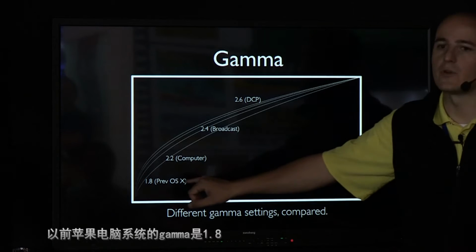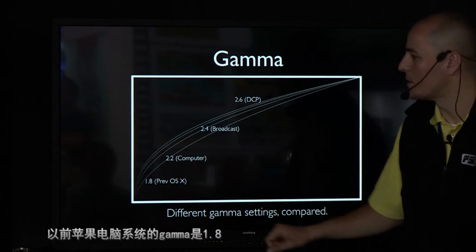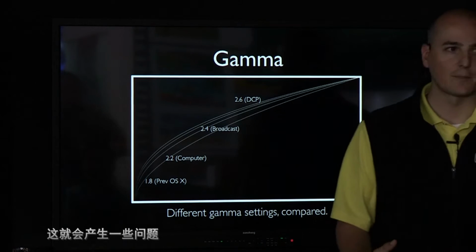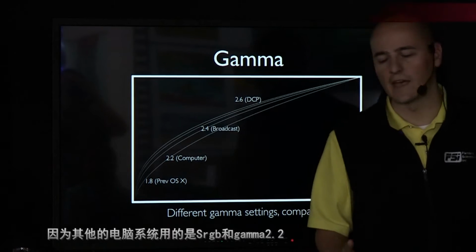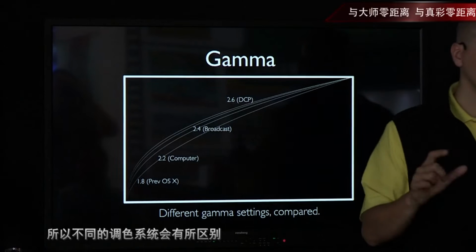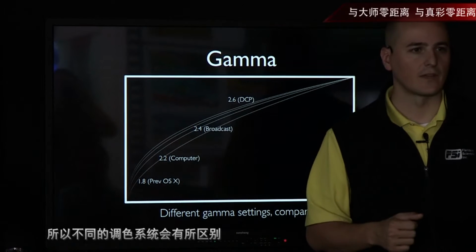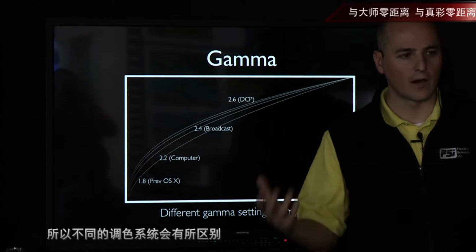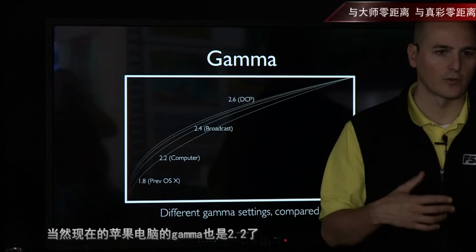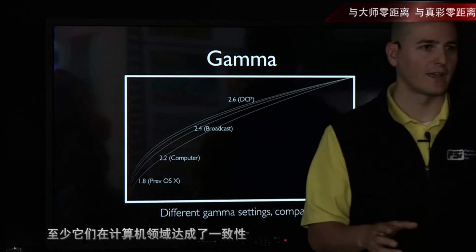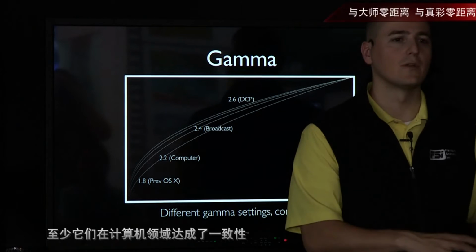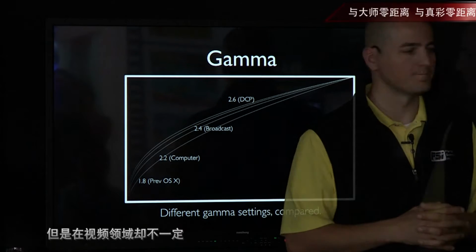On the old Mac operating systems, you had a 1.8 gamma, and that actually was problematic because the rest of the world, the PC world, was using sRGB or a 2.2 gamma, so things looked different between those operating systems. Now, modern day Mac operating systems are 2.2, so at least there's a lot of consistency in the computer realm, though not necessarily the video realm.